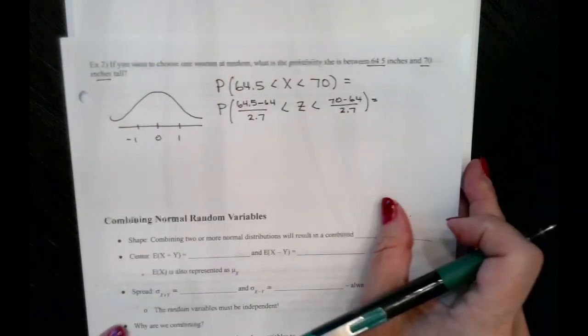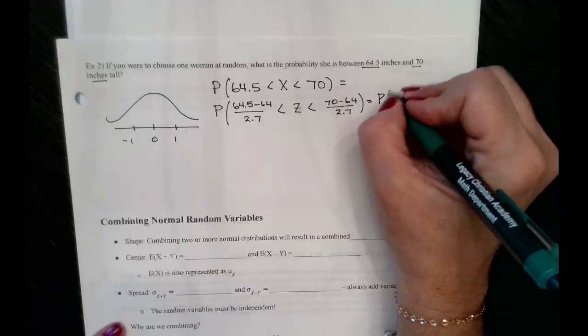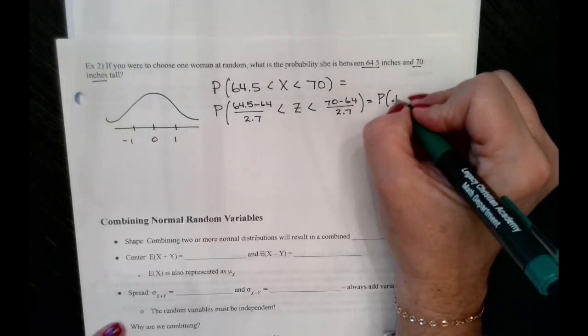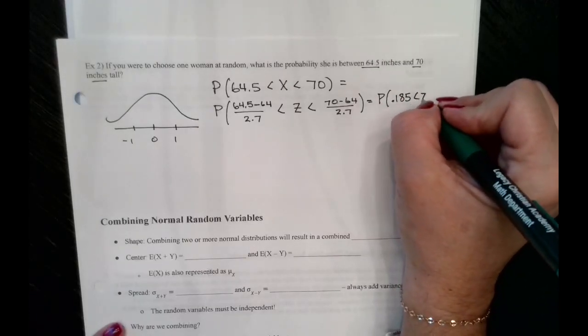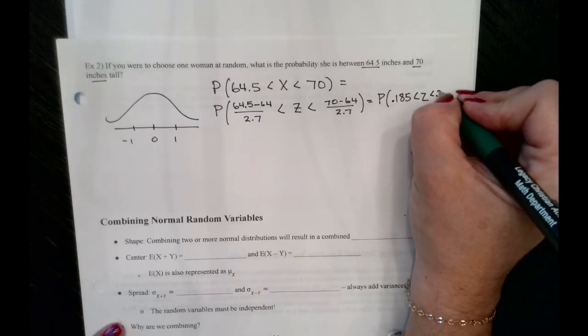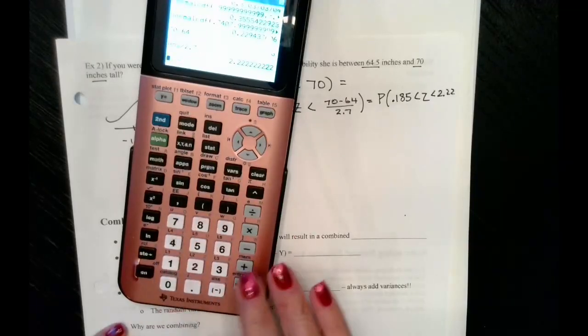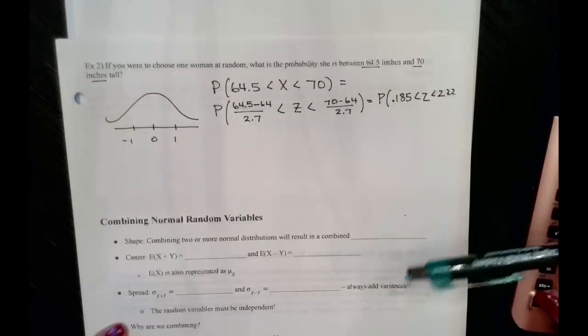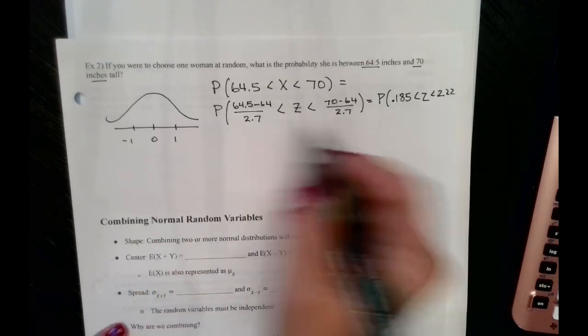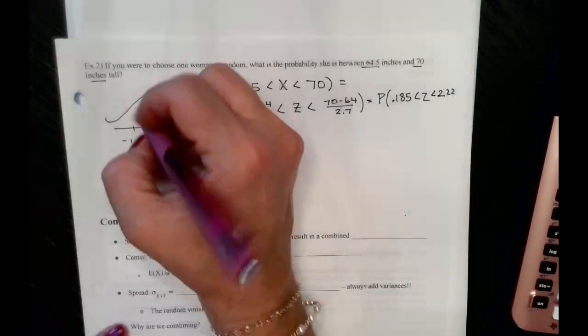Okay, so I just plug that in, and I get the probability of 0.185 is less than z is less than 2.22. Hold on, I'm going to check this one real quick. 70 minus 64 divided by 2.7. Yeah, 2.22. Okay, so if I have 0.185, that's going to be right here.